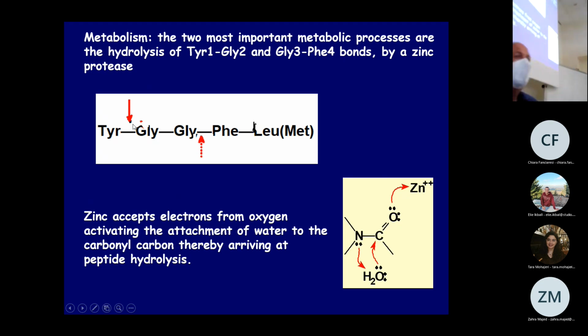Here you can see the points where enzymes can hydrolyze these enkephalins. You see the first amide bond between the tyrosine and the first glycine, or between the last glycine and the phenylalanine. These types of enzymes are called proteases. They have a zinc metal inside their structure.